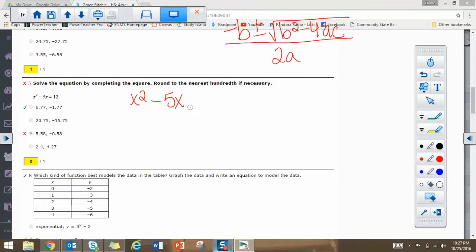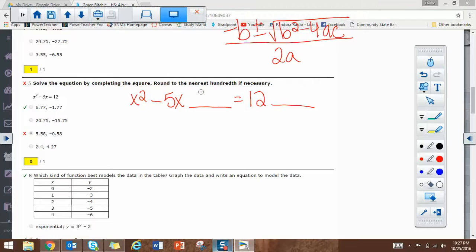We're going to leave a blank. And I'm going to write the equals 12, and I'm going to put another blank. I like to put the blank on the right so that I remember whatever I add over here, I have to add on this side. So in the blank goes half of 5, which is 2.5, and then you have to square it. So it's half of 5 squared.